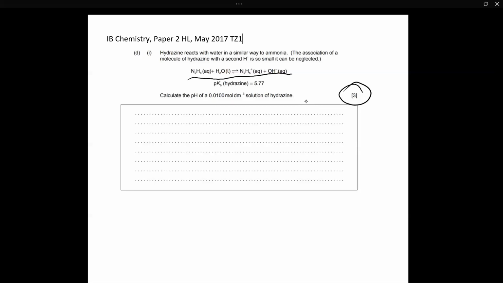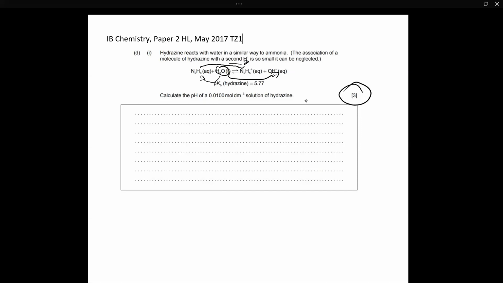Now, just by looking at this reaction, you can tell that in the forward reaction, where hydrazine reacts with water, hydrazine acts as a Bronsted-Lowry base, right? Because it steals one hydrogen from H2O, it accepts it, and it becomes N2H5 plus, right? And in the forward reaction, H2O acts as the Bronsted-Lowry acid, because it donates a hydrogen and it becomes OH minus.